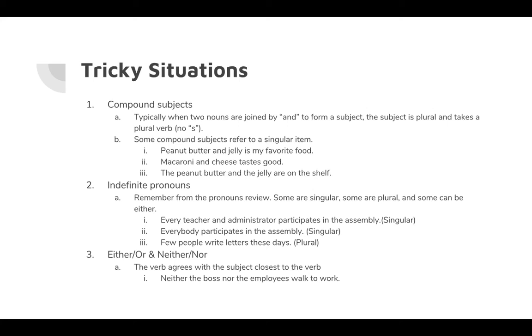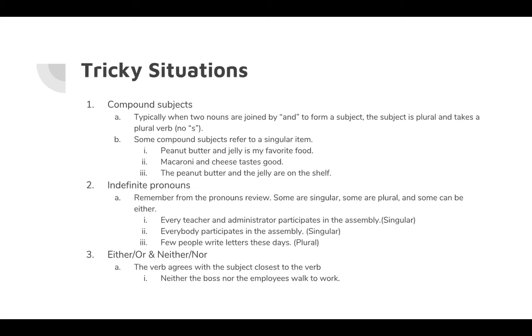So remember what I always say. English comes down to two things, context and memorization. We can memorize the rules all we want, but if we don't look at the context, we're going to miss the exceptions. And this is an example of an exception. Okay, the other two, indefinite pronouns and either or, neither nor, these are things we have discussed before.